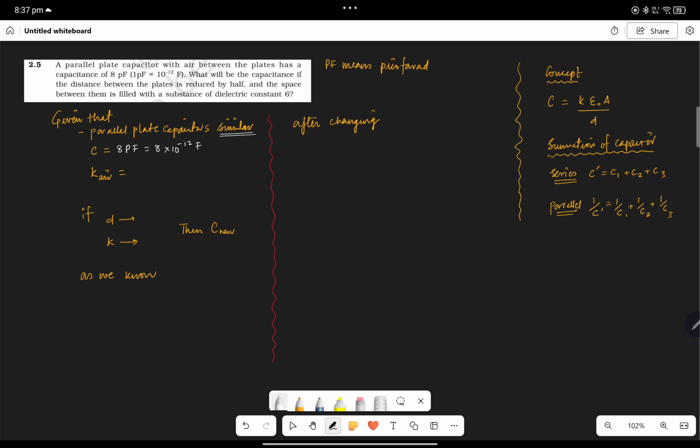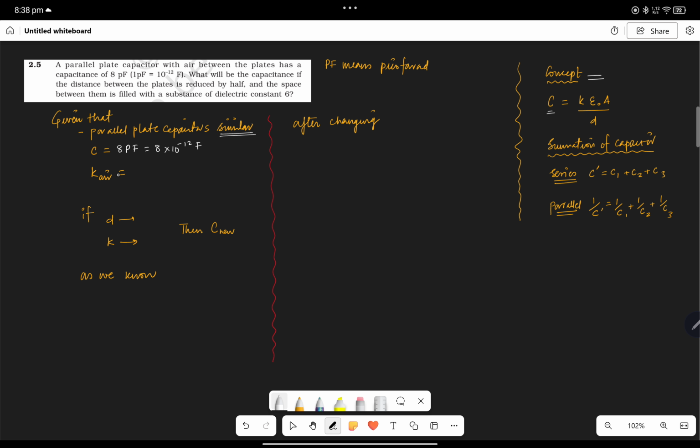First of all, a basic look at the concepts that we have. Capacitance is equal to K epsilon naught A by D. And for the summation of capacitors, in parallel, the net capacitance is C1 plus C2 plus C3 plus C4, and in series, 1 by C dash is equal to 1 by C1 plus 1 by C2 plus 1 by C3. So this is the basic thing, I just tried to remind you.